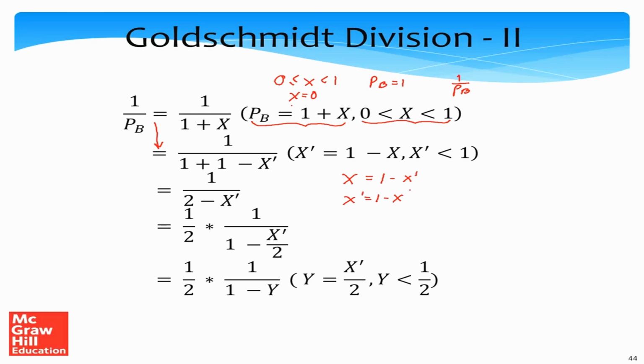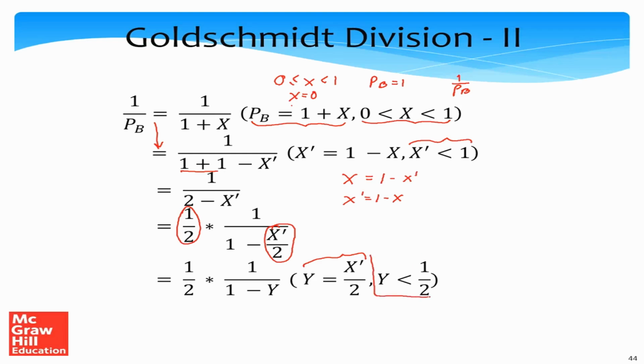So since x is strictly between 0 and 1, also x dash is strictly between 0 and 1. So we can say that x dash is less than 1. So some more algebra, 1 plus 1 is 2. So this is 1 by 2 minus x dash. I take the half outside. Then I have 1 divided by 1 minus x dash by 2. So this is half times 1 by 1 minus y, where I say that y is equal to x dash by 2. So this term is being represented as y. Since x dash is less than 1, y is less than half.